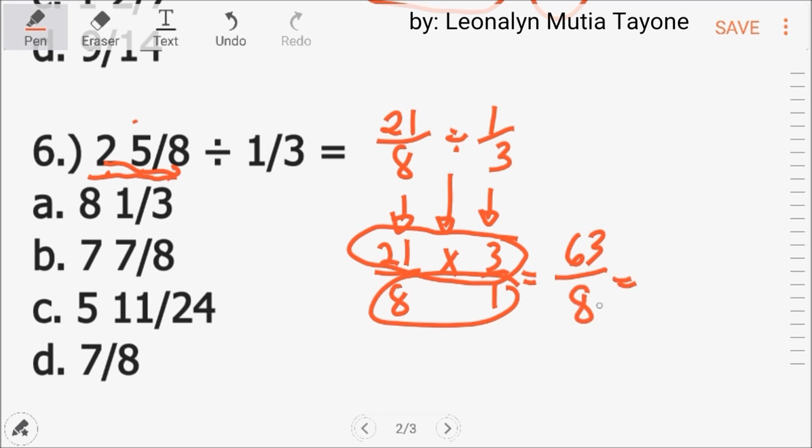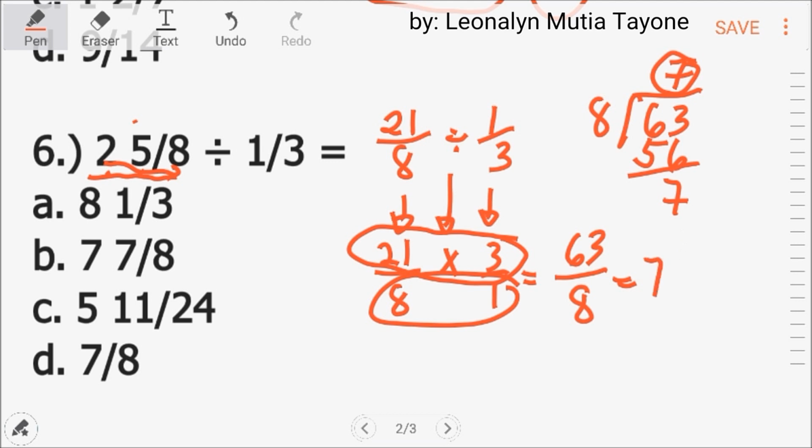So 63/8. To make it clearer, this is what we will do. 63 divided by 8, this is 7, 56, and 63 minus 56, and this is 7. So this 7 is our whole number. This is the remainder that we make the numerator.